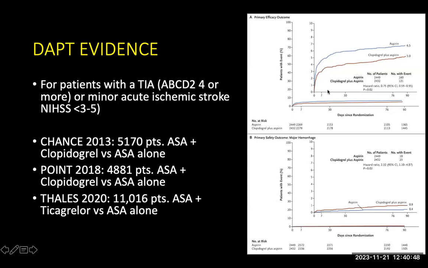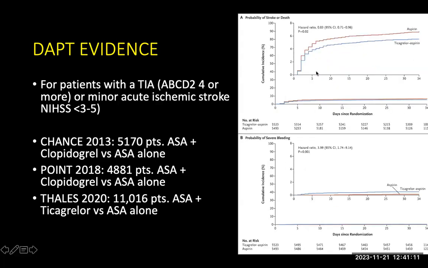All these trials gave antiplatelets for 3 months, but what they really saw is that after the initial 3 weeks, there's not a lot of benefit that you're doing. See, these are almost parallel curves, and there's an increased risk of bleeding that's happening. So that's why we switched our guidelines to just do it for the 3 weeks. And then same with aspirin and ticagrelor in the THALES trial, all that benefit is upfront, whereas the risk of bleeding is after the first 21 days.